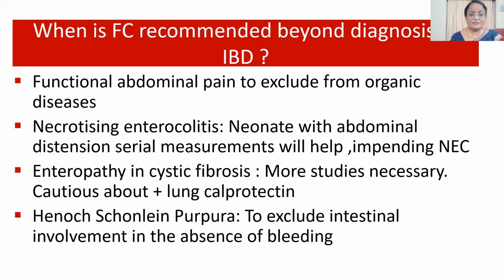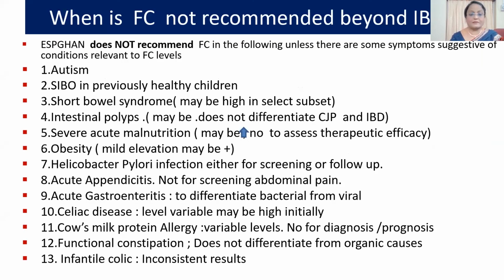In necrotizing enterocolitis, when there is suspicion and the neonate has abdominal distension, serial measurements will help to identify impending NEC. In cystic fibrosis, the occurrence of enteropathy, this has been suggested, but one should be cautious because lung calprotectin is also there. In Henoch-Schonlein purpura, to exclude intestinal involvement, especially when there is no bleeding per rectum. When is FC not recommended beyond IBD?